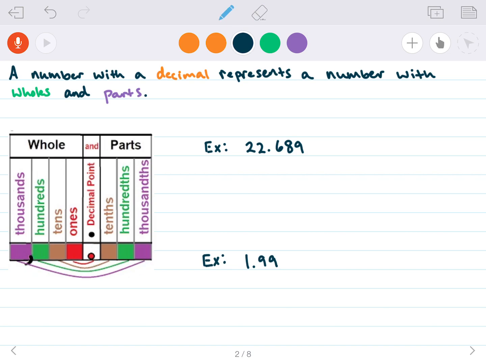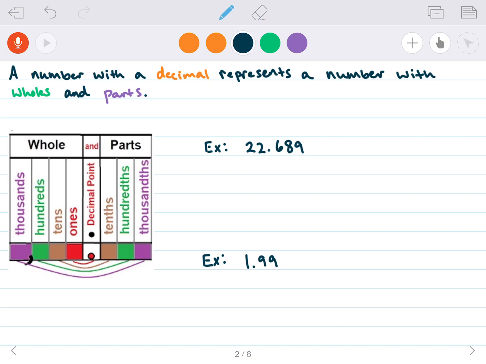And we can make numbers as big as we want. This isn't an exhaustive list here, right? Because after thousands we can have 10,000s to the left, and then 100,000s, a million. We can make a number as large as we want to. And in a similar way, we can make a part as small as we want to, right? We can have thousandths, 10,000ths, 100,000ths. We can keep going. This is not an exhaustive list, but for now, we're just going to talk about these wholes and parts.